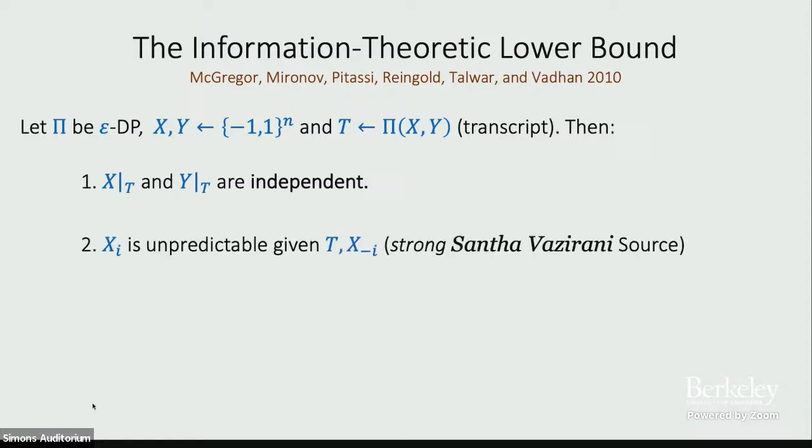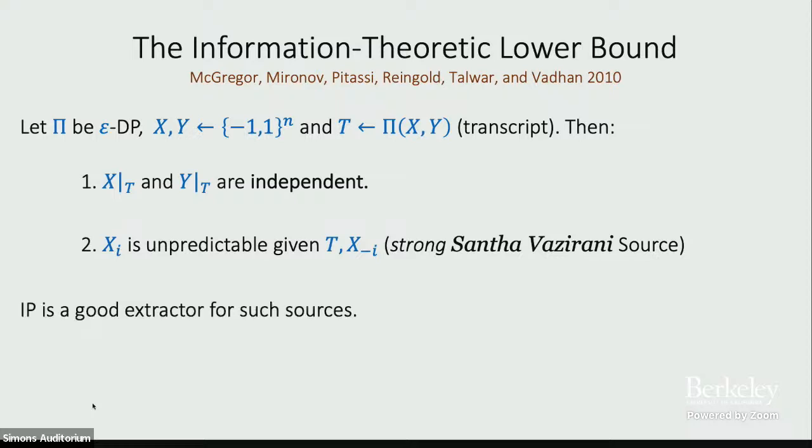And a second property we have from epsilon differential privacy is that if we know the entire transcript and the entire vector X but one entry, we cannot reconstruct the last entry. So Xi is unpredictable given the transcript and X minus i for every coordinate i. Such sources are called strong Santa-Vazirani sources. So X given T is a strong Santa-Vazirani source, and Y given T is a strong Santa-Vazirani source, and they are both independent.